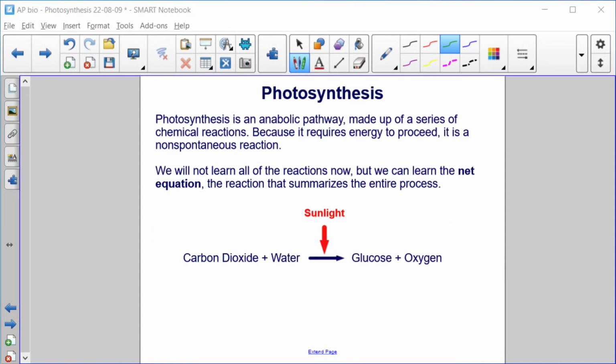Photosynthesis is an anabolic pathway made up of a series of chemical reactions. An anabolic pathway is just a pathway that builds complex molecules from simpler ones, and typically they need an input of energy. Because it requires energy to proceed, it is a non-spontaneous reaction. We will not learn all of the reactions now, but we can learn the net equation, the reaction that summarizes this entire process, where carbon dioxide and water react with energy from light to produce glucose and oxygen.